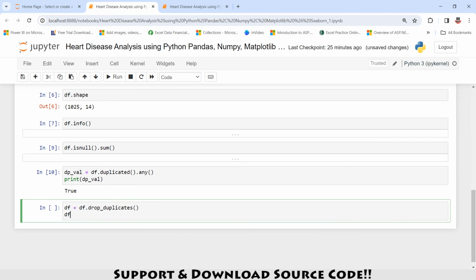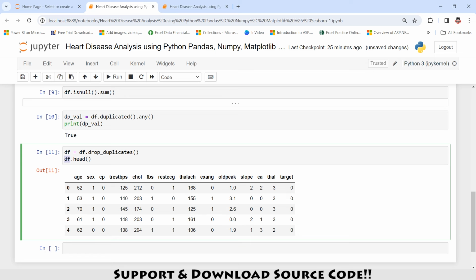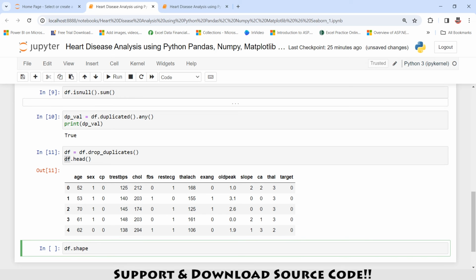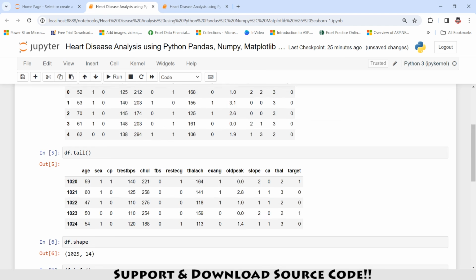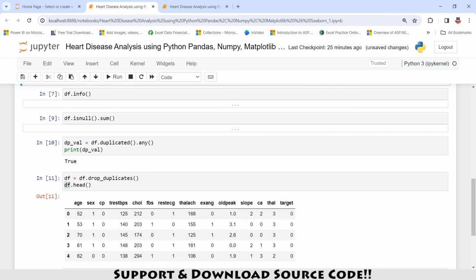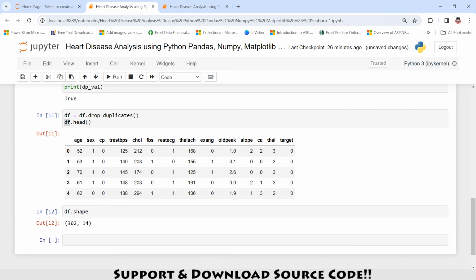Now if I type df.head, this is showing my dataset, and if I check df.shape, now this is showing I'm having only 302 rows and 14 columns. Before I was having 1025 rows. Now all duplicate values are removed from the dataset and I'm having 302 rows. Think of duplicates like having the same song in your playlist.